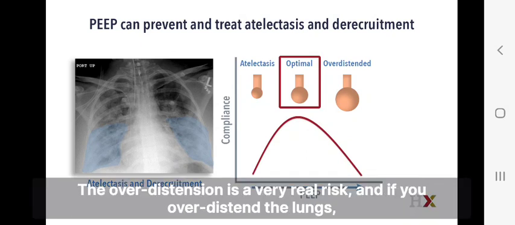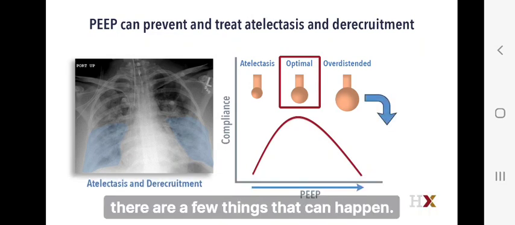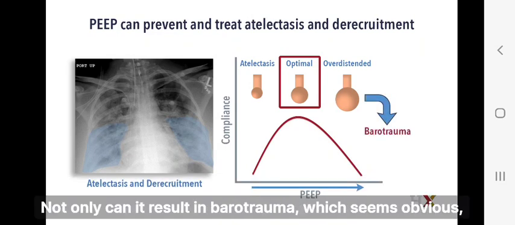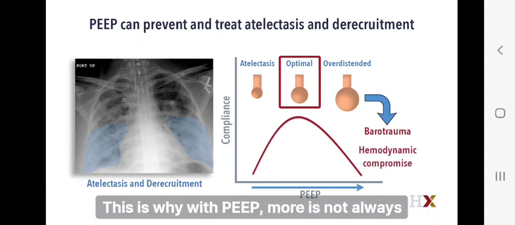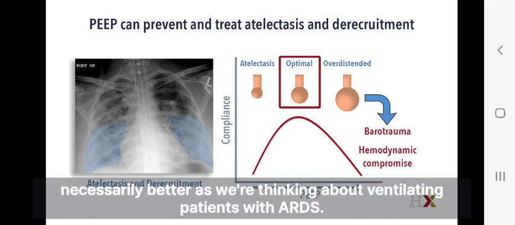The overdistension is a very real risk, and if you overdistend the lungs, there are a few things that can happen. Not only can it result in barotrauma, which seems obvious, but it can also result in hemodynamic compromise. This is why with PEEP, more is not always necessarily better.